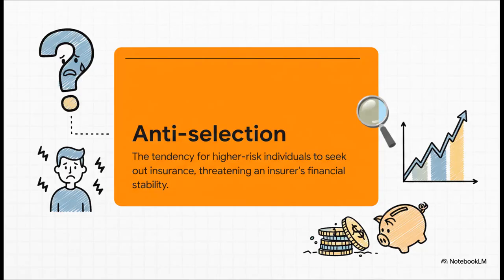And yes, there's a name for this whole mess. It's called anti-selection, or sometimes adverse selection. It's this natural tendency for the people who know they're a high risk to be the ones most eager to buy insurance. And if you're not careful, it can absolutely wreck a company's finances.